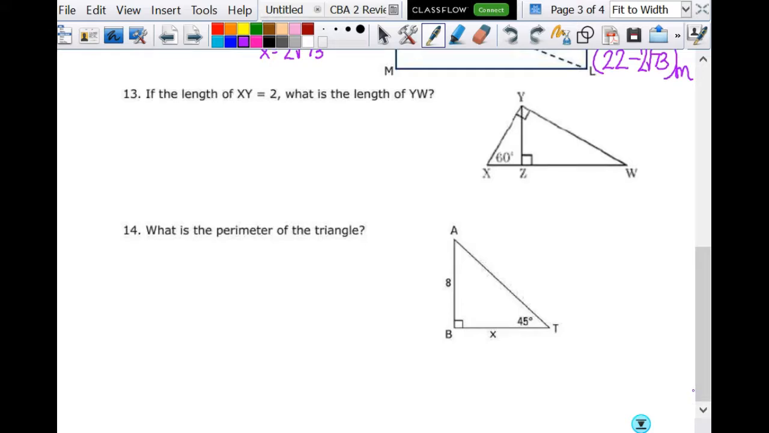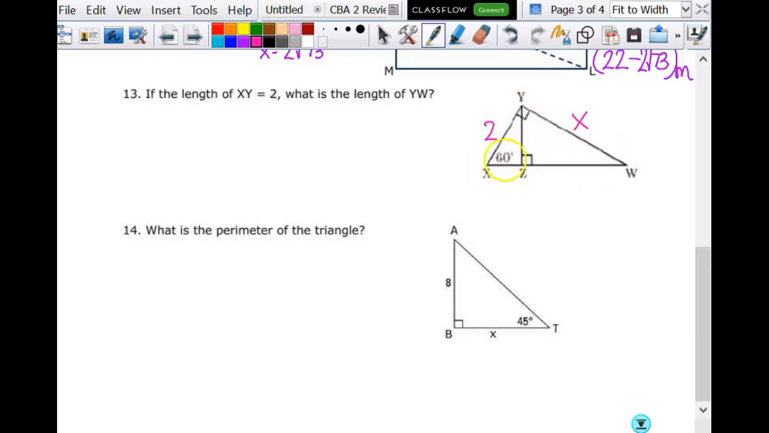All right, so here, if the length of XY is 2, what is the length of YW? That would be a 2, like I said. And I'm looking for YW, that will be x. Now, you can treat this as geometric mean. You don't really have enough information to do geometric mean, but this clearly is a special right triangle. It's actually a couple of them, because this big triangle here is a right triangle.